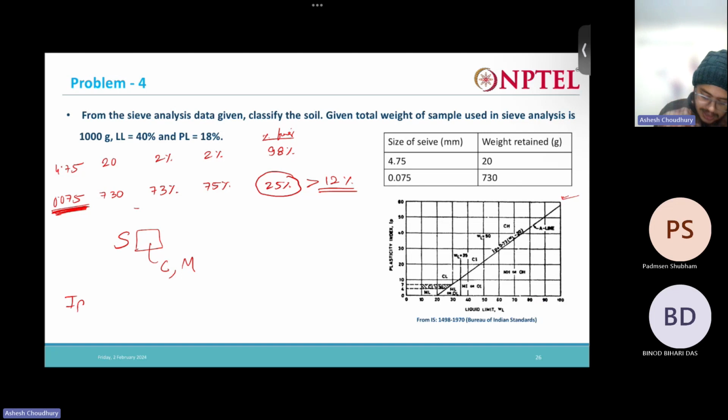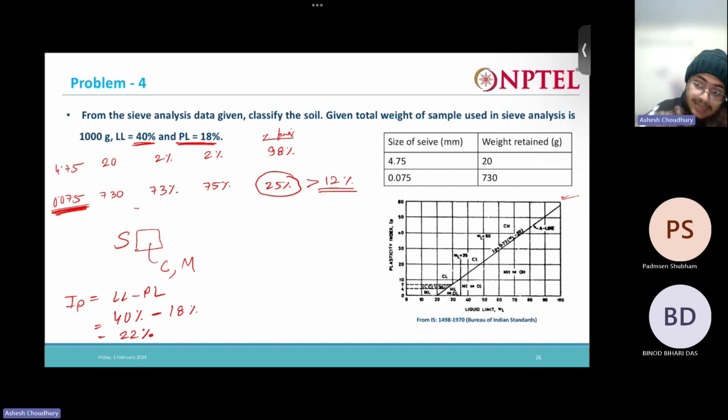So, what is plasticity index? It is liquid limit minus plastic limit. So, what is liquid limit? 40% minus plastic limit is 18%. So, how much is it? 22%, right? So the plasticity index of our sample is 22%.